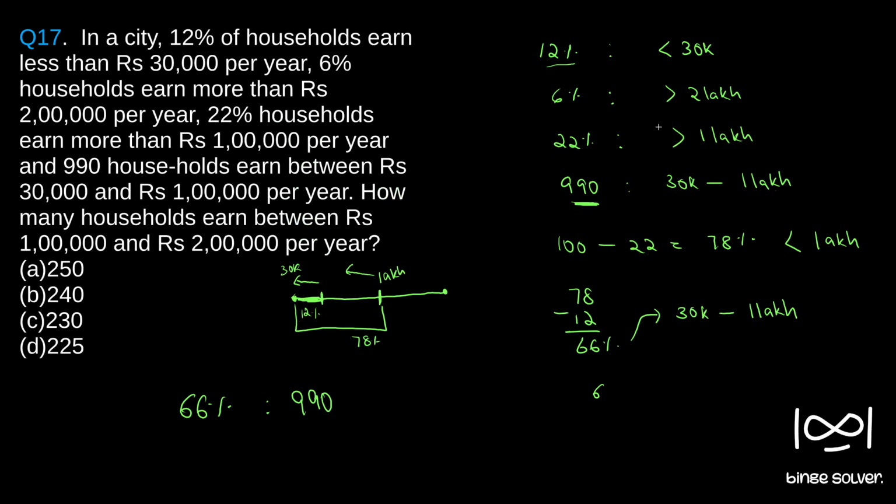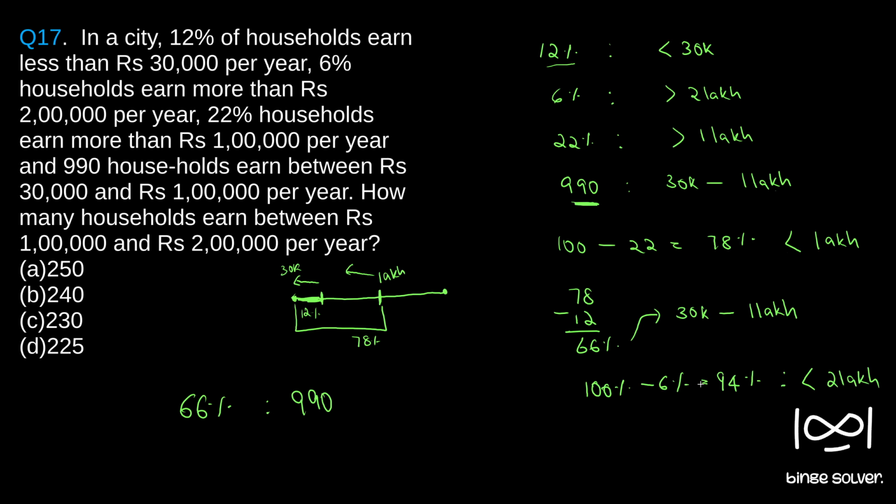So all people greater than 2 lakh means 6%. Greater than 2 lakh is 6%, so less than 2 lakh is 100 minus 6. I'll just note that down. 100% minus 6%, which is 94%. Okay, that is less than 2 lakh.